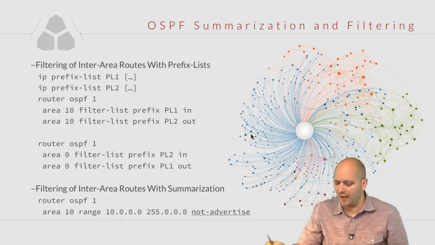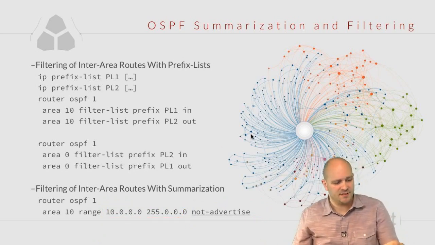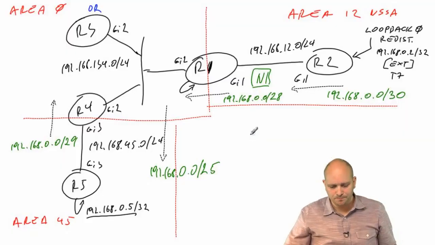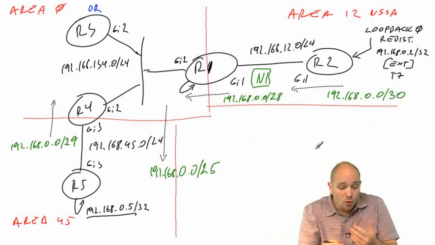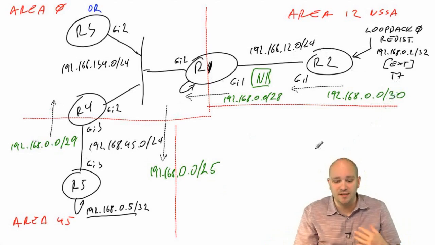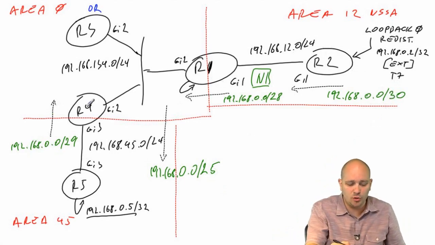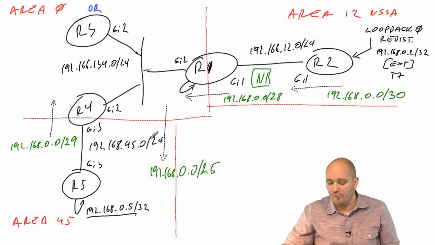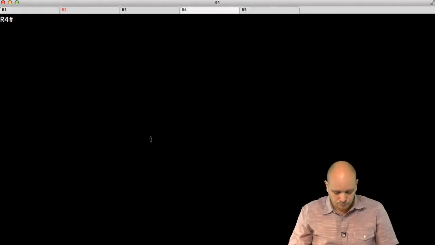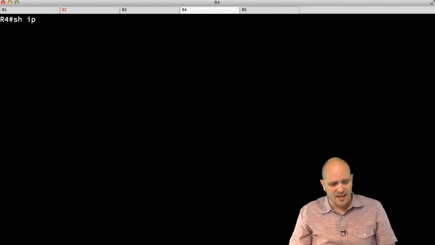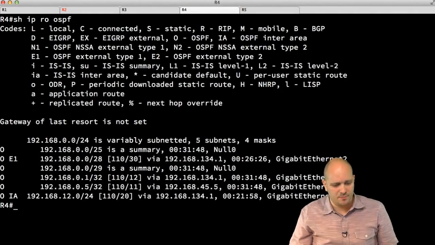Now, let's take a look at these examples in action. I'm going to go back to these examples that I configured here, and I already have some routes that are being summarized and they're being sent left and right. So let's see what we can do here in area 45. So I'm going to go to router R4 and I'm going to say show ip route ospf. Let me see what I have here.